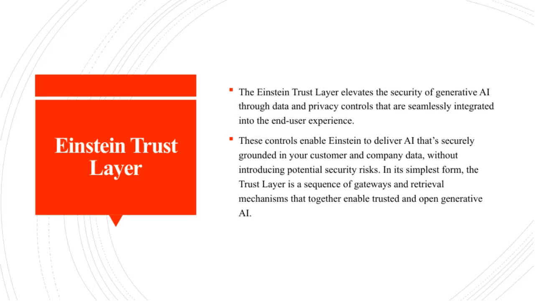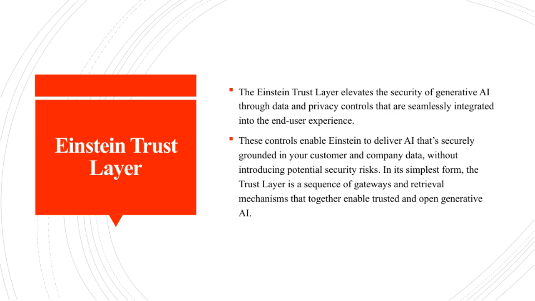The Einstein Trust Layer is all about elevating the security of generative AI by integrating data and privacy controls directly into the end-user experience. What this means is that we can ensure AI outputs are grounded in your specific customer and company data, but without creating new security vulnerabilities. Essentially, it acts as a protective shield, allowing us to harness the power of AI while maintaining control and safety.